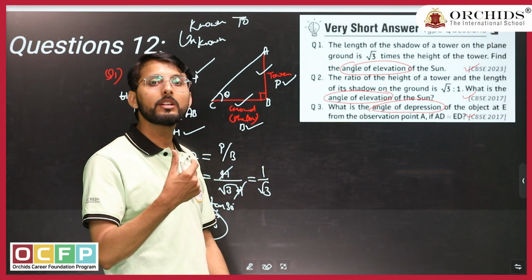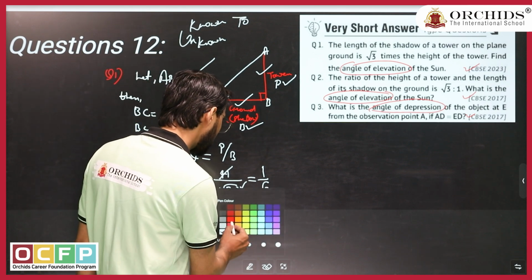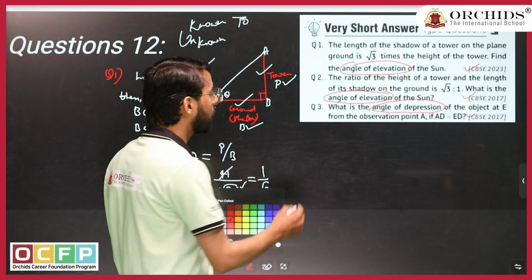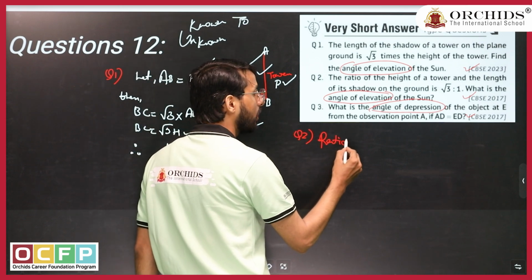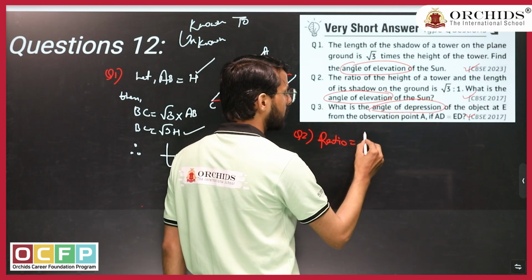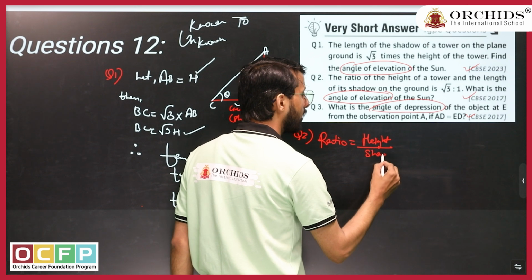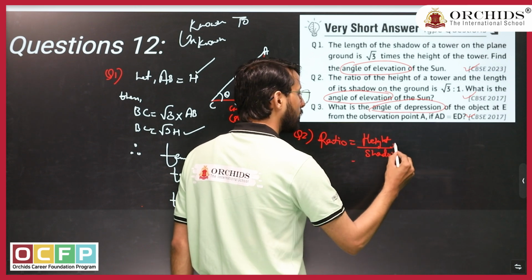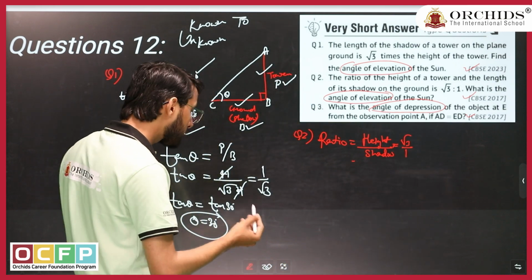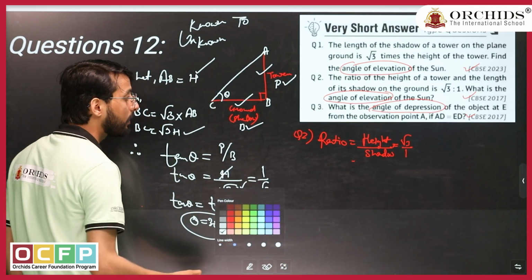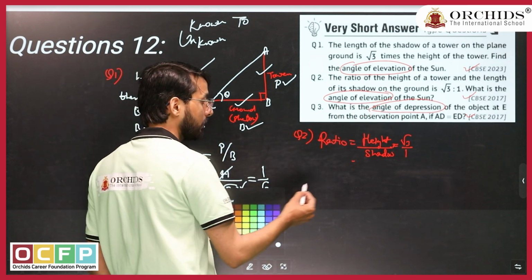In the second part they have given it in terms of a proportion or a ratio. What they have written, can you read it? The second question is telling that the ratio of height of a tower to its shadow is root 3 by 1. So something is given in terms of ratio, we can't directly say height is equal to root 3. There should be some variable by which it is varying.